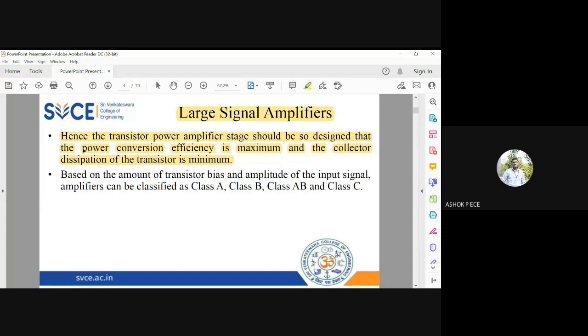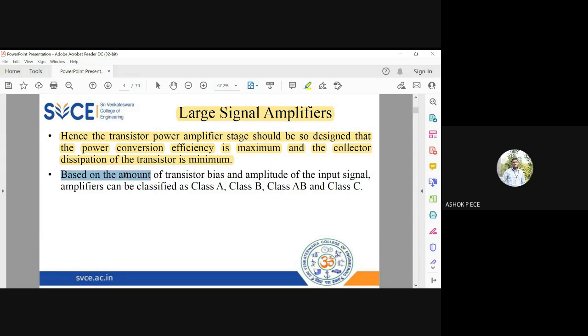Why is this very, very important? Because the power amplifier will instantly generate heat, and that heat will be dissipated as loss. So that is the reason why we focus on two factors. The loss should be minimum and the efficiency should be maximum.